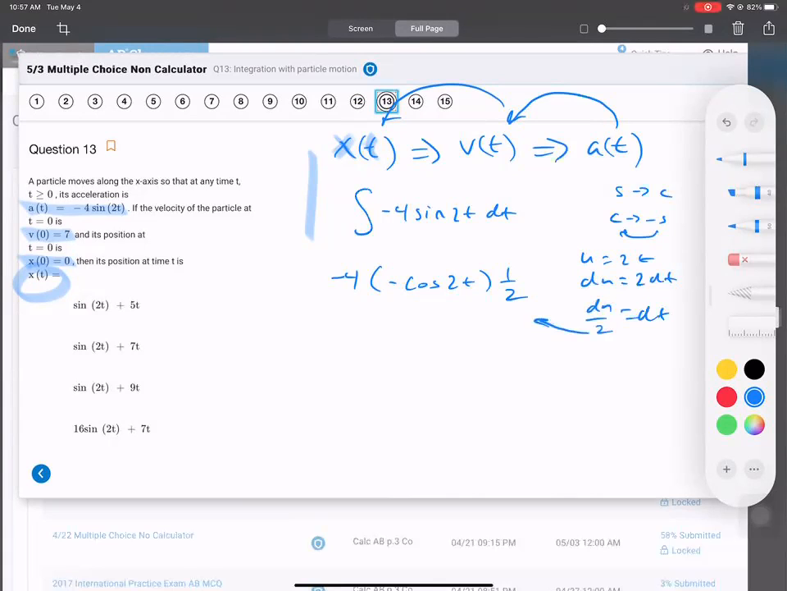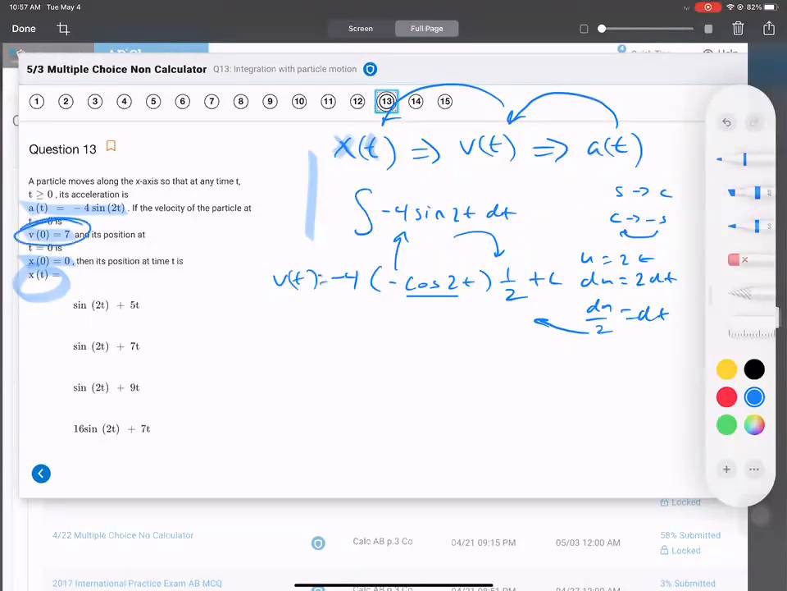If you're not sure, go ahead and take the derivative. What's the derivative of cosine? That's negative sine 2t and then chain rule. Okay, so we're back to step 1. And then you have to write plus c. Just remember to write plus c. And that's our velocity. Now, we want to get the actual velocity.